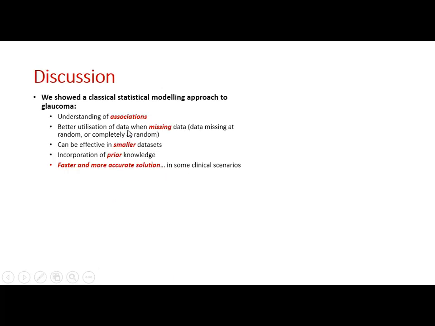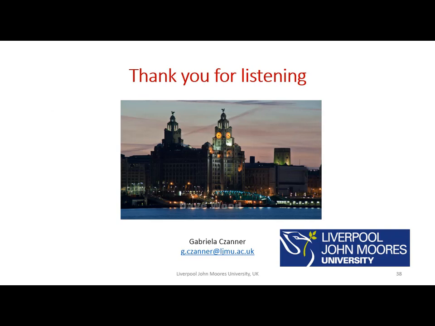So this is my last slide. We showed that the classical statistical modeling approach can be very useful because it can help us understand the associations or possible clinical pathways, how disease develops and how it may relate to what we see on the image. It provides better utilization of data when some data is missing, and can be very effective on smaller data sets, like we showed, with a 50 times smaller data set. We can incorporate prior knowledge, and in some clinical scenarios, like in glaucoma, it can provide a faster and more accurate solution than machine learning algorithms, but this is just a very unique case.